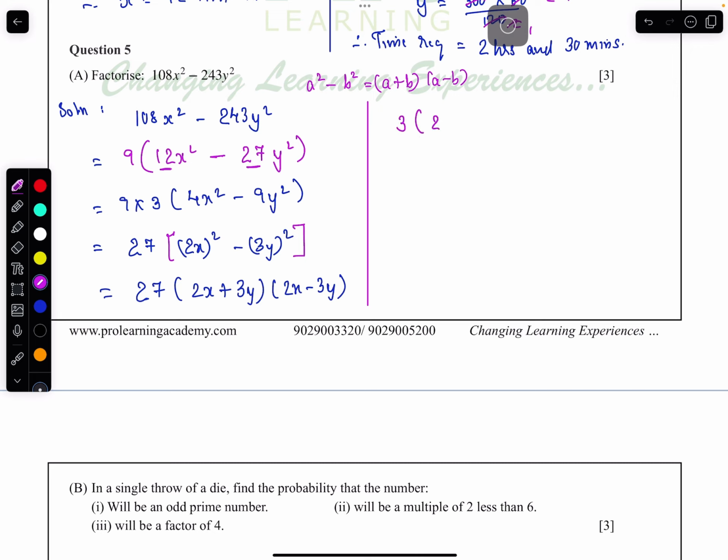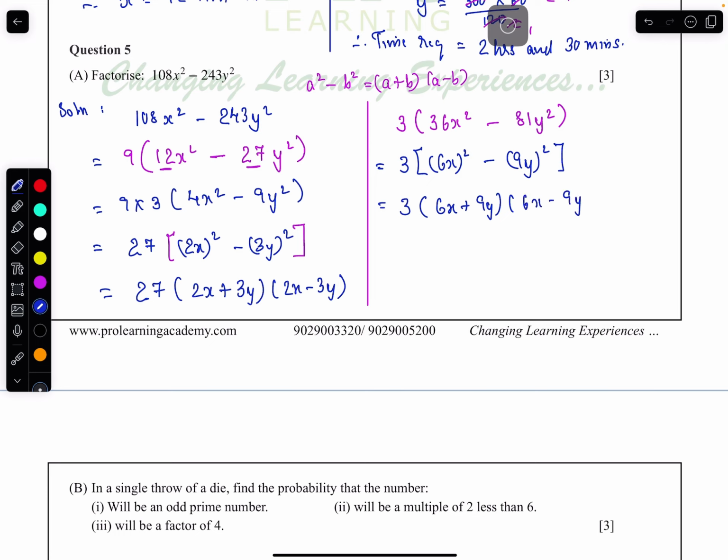We'll be left with 27. 3 3s are 9. Rather, we'll be left with 36x square minus, 3 was out, 81y square. Obviously, these are perfect squares, 36 and 81. So we could apply the difference of squares identity. So this would become 3 times 6x the whole square minus 9y the whole square. So here in this case, we have 3 times 6x plus 9y and 6x minus 9y.